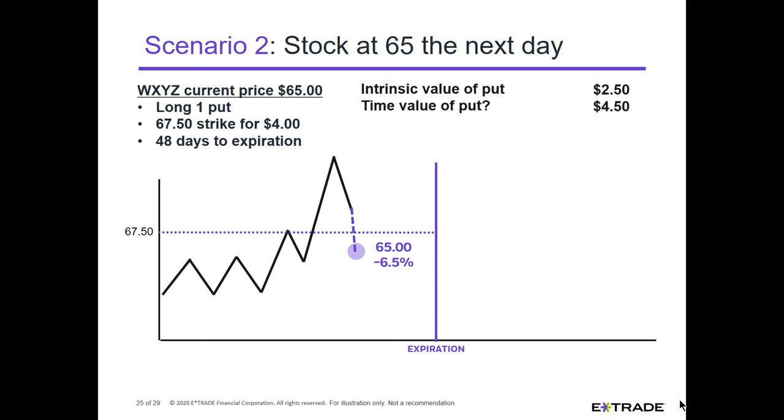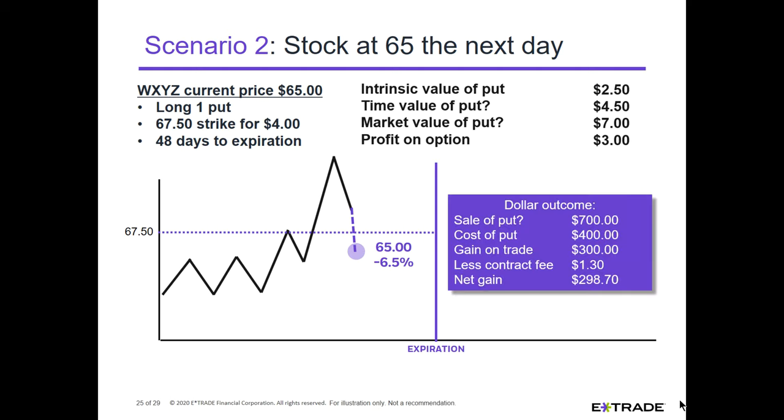So therefore, you might have one day later, the time value of the put might be $4.50, which would mean that the market value of the option would be in the $7 range, which would mean you would now be up $3 on the investment of four for a gain of 75% on the 6% move. So an illustration of the value of time. The quicker the move occurs, the better your return generally is.